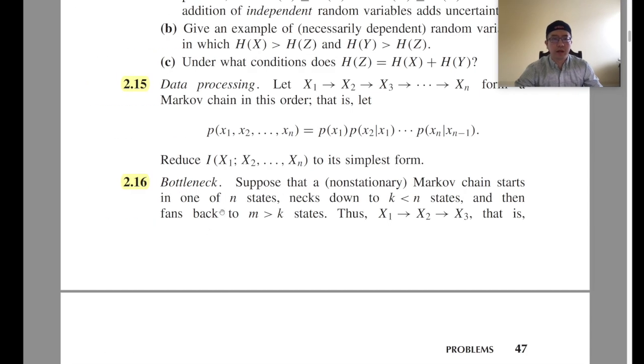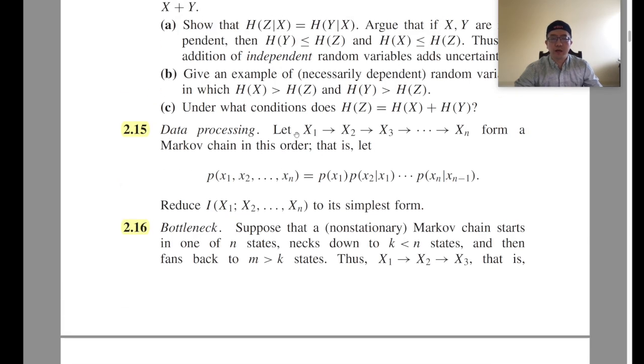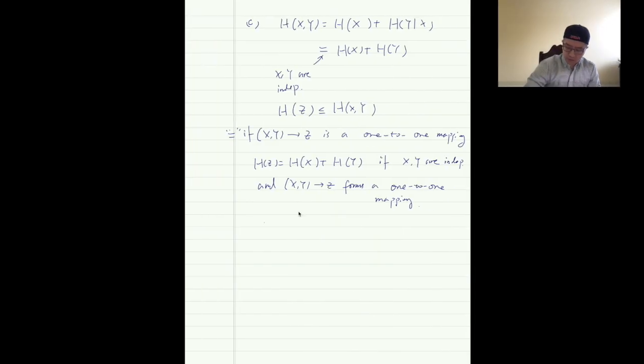Next, let's take a look at question number 15. In this question, we have a Markov chain from X1 to Xn, and we want to simplify the mutual information between X1 and X2 to Xn to its simplest form. Let's see how we can do that. So this is 2.15. We're going to simplify the mutual information between X1; X2 till Xn.